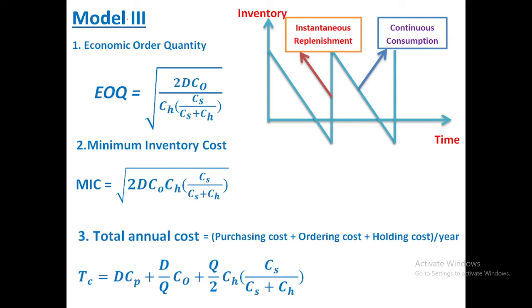Next is model 3. In model 3, the economic order quantity involves the shortage cost. This is the shortage period, up to this point, where the inventory is 0, is the shortage.